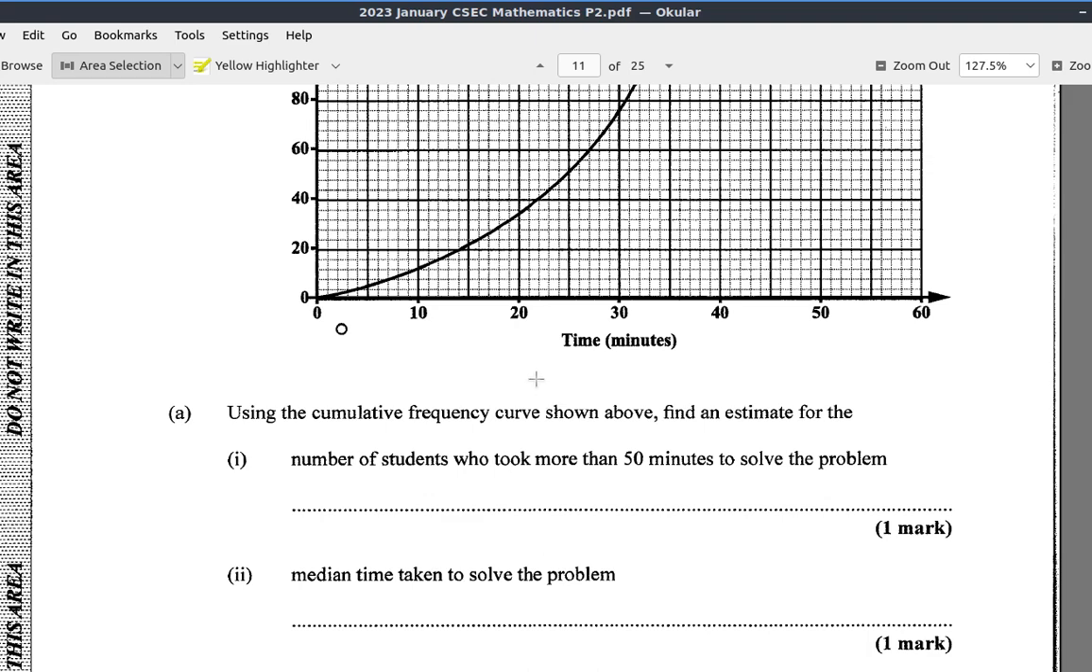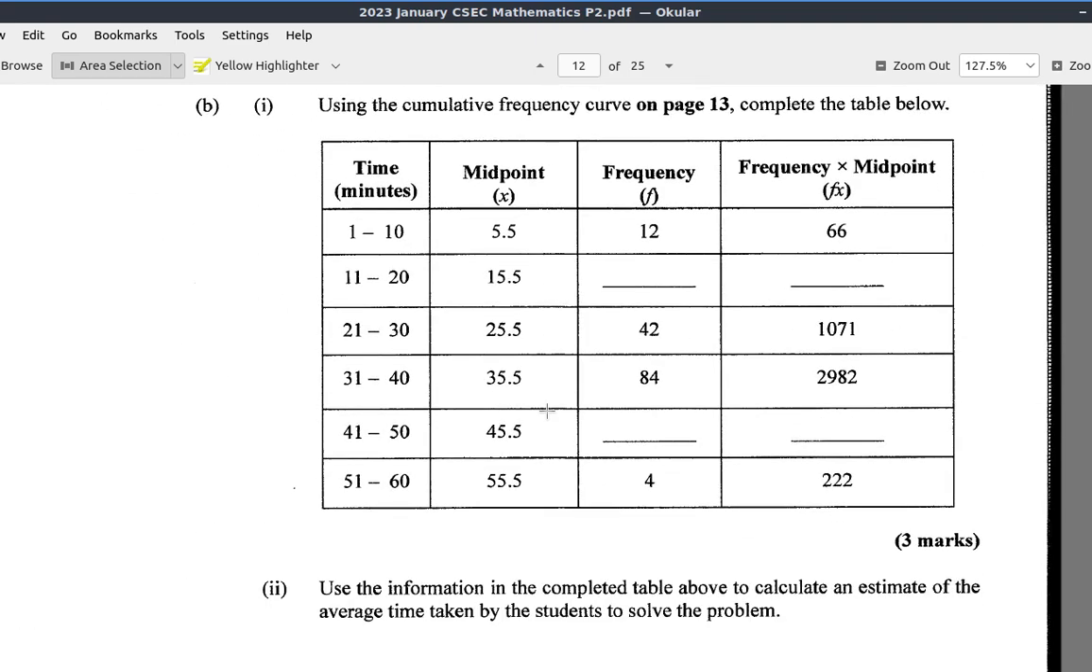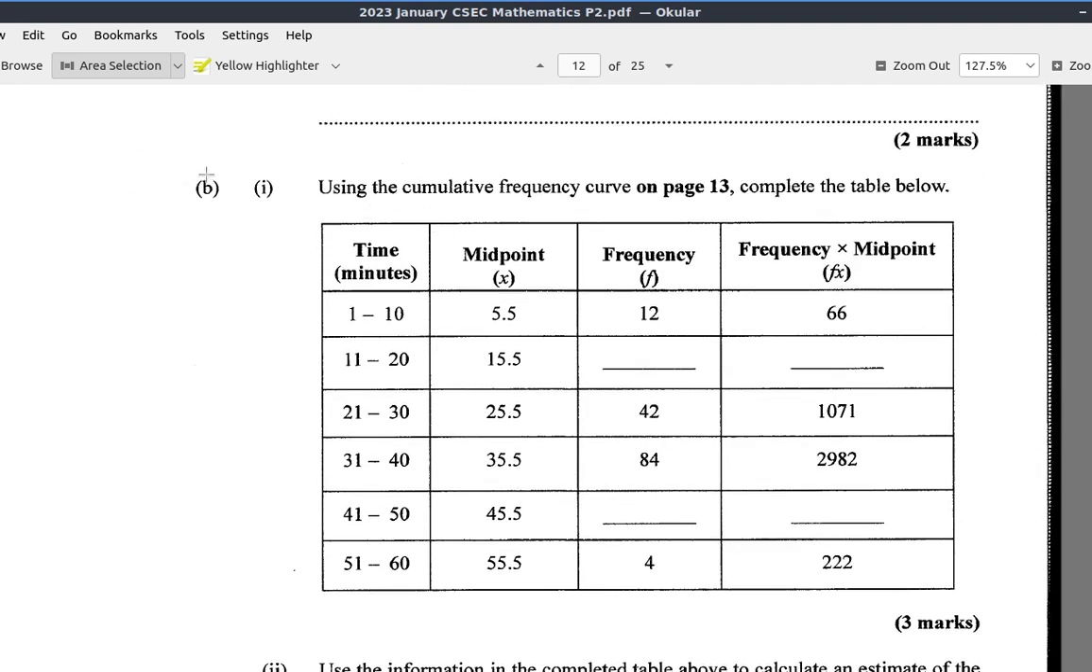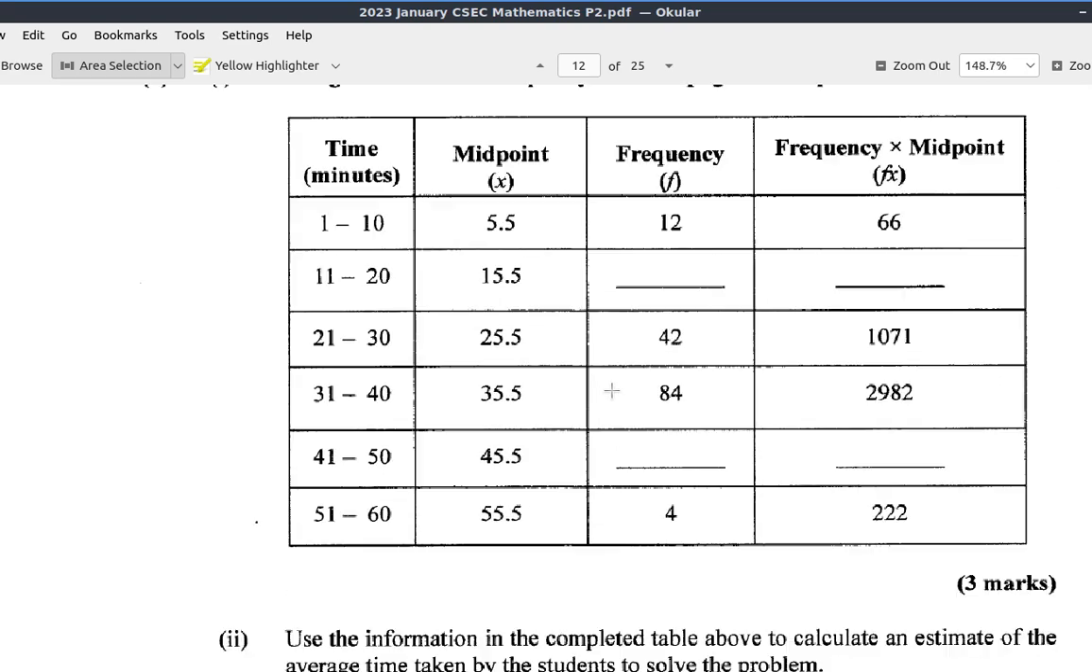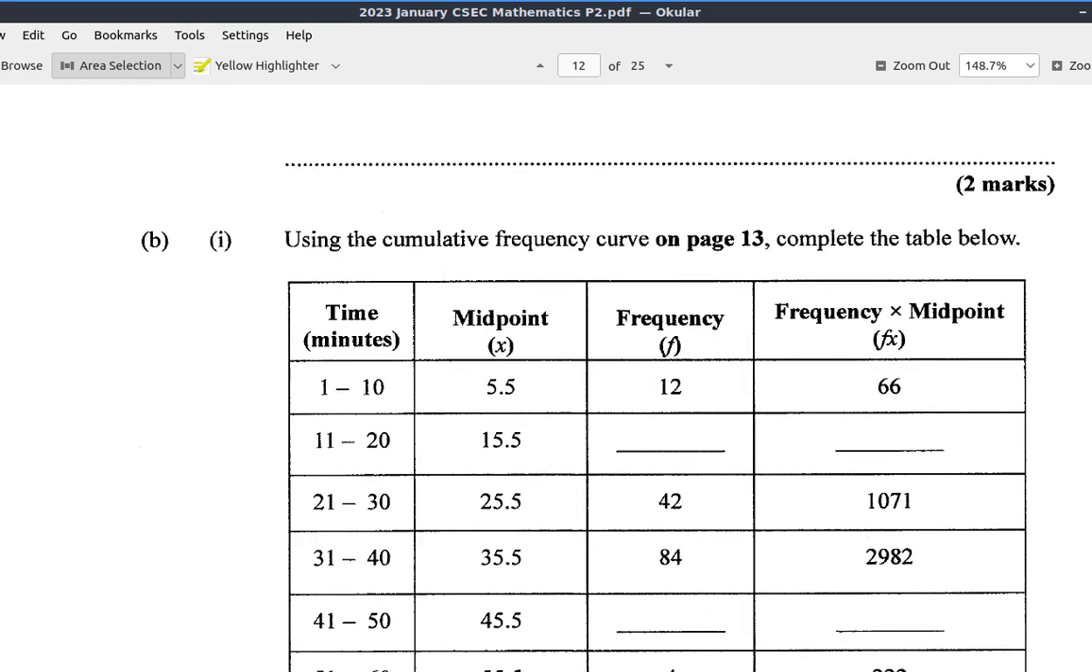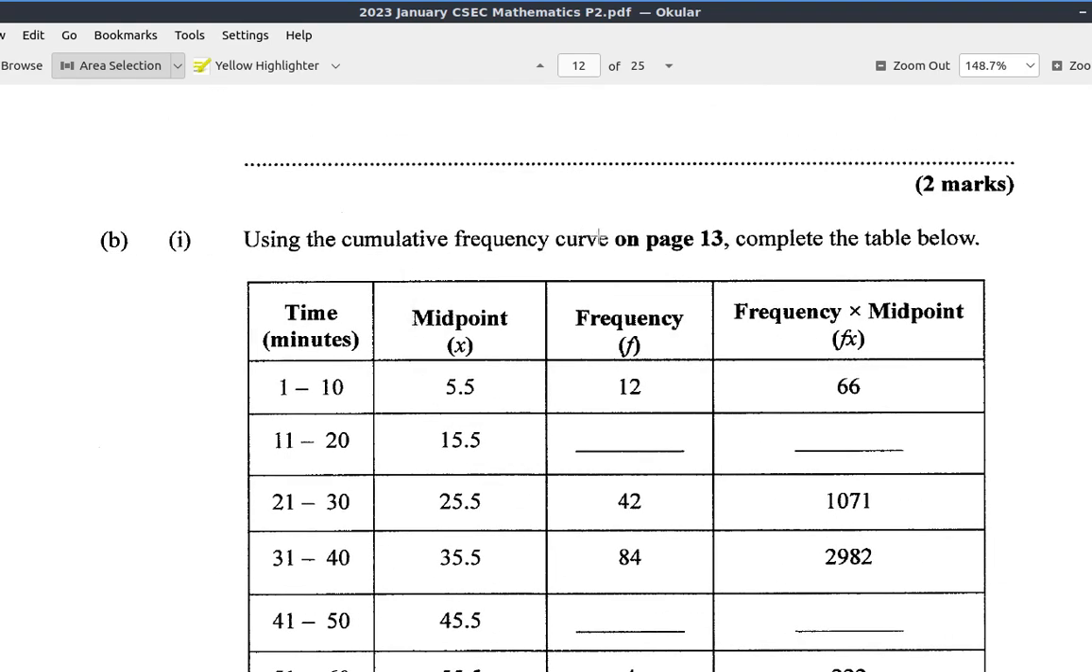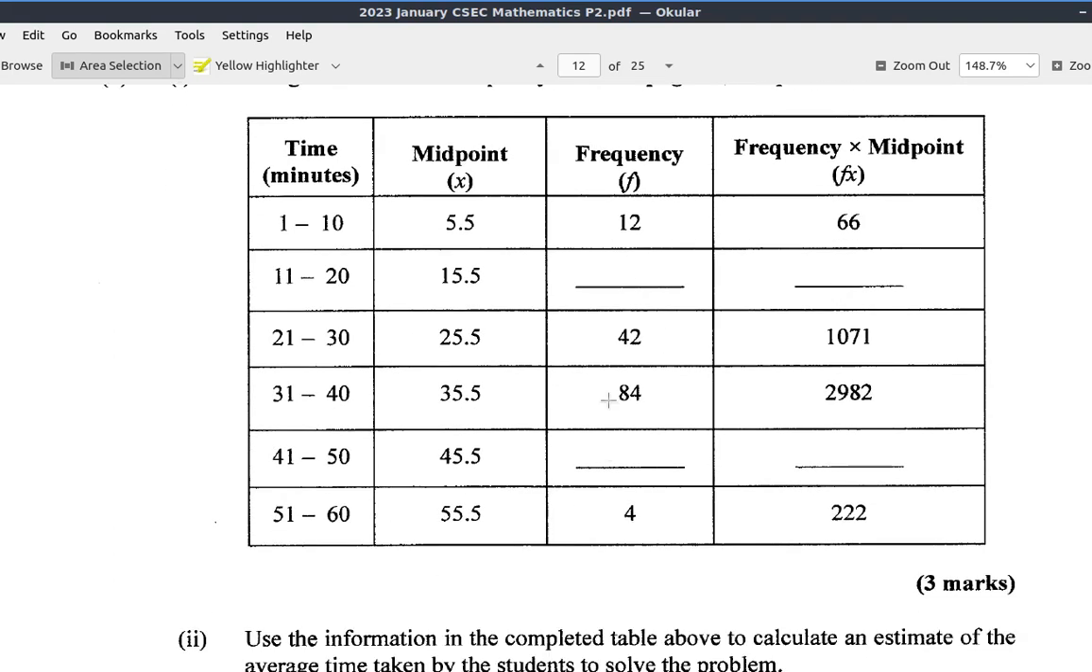Now, if you haven't watched the previous video, you need to go and watch it, because we have to do A before we go to B. Here it says, using the cumulative frequency curve on page 13, complete the table below.